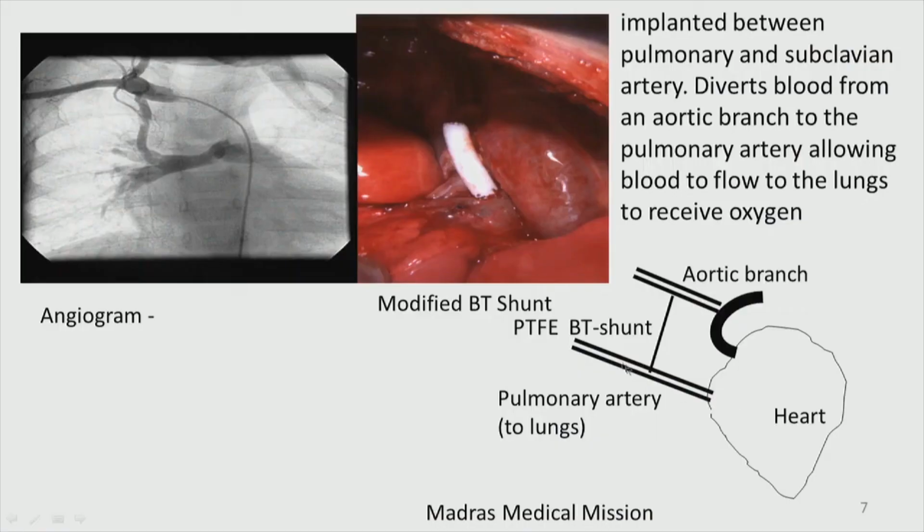Okay, so the blood, instead of going to the pulmonary artery to the lungs, gets short circuited and goes to the aorta. So, there might not be enough oxygen. So, what they do is they attach this PTFE, polytetrafluoroethylene, BT shunt they call it, between the pulmonary and the subclavian artery. It diverts the blood from the aortic branch to the pulmonary artery, allowing the blood to flow to the lungs to receive oxygen. Okay. So, once this is done, the blood gets enough oxygen, and so the pediatric patient also recovers.